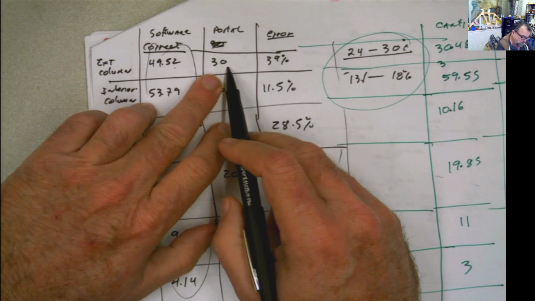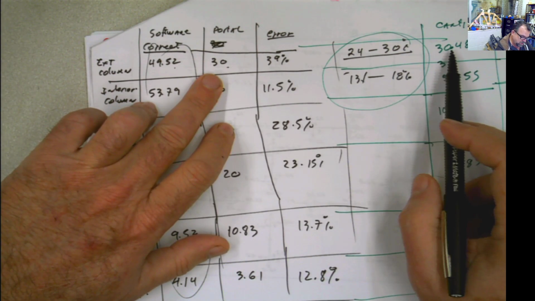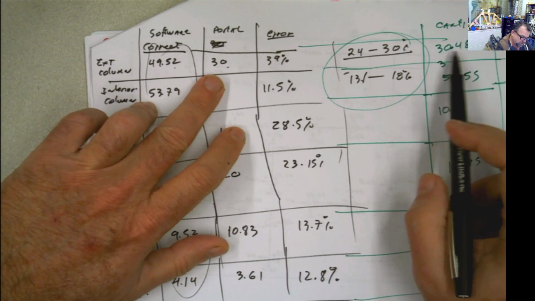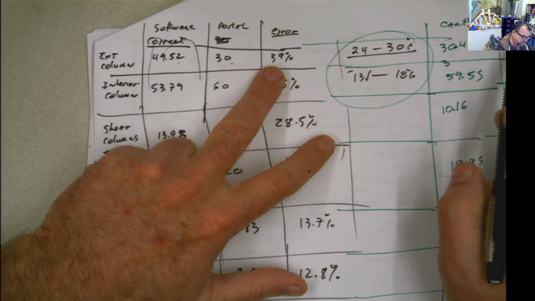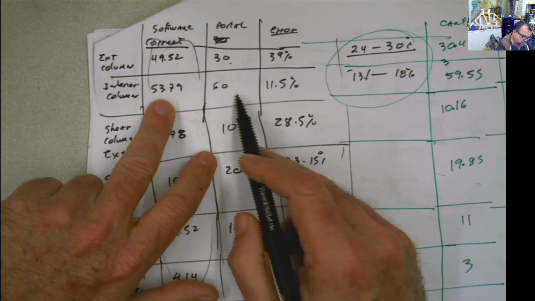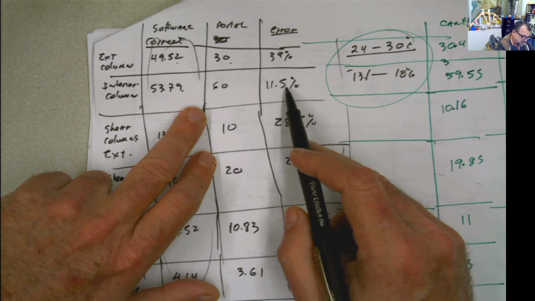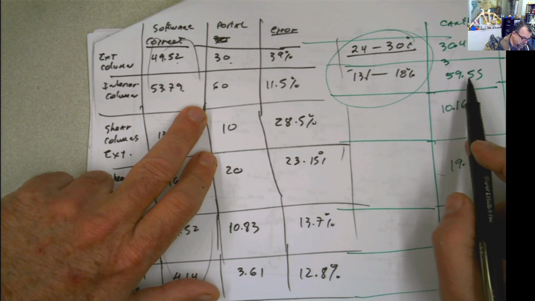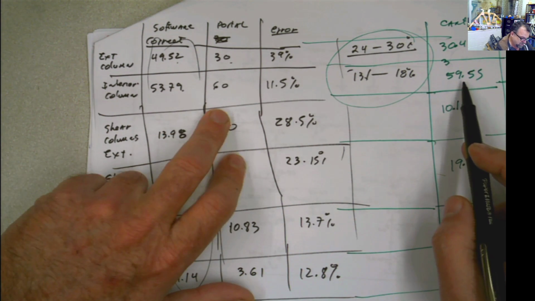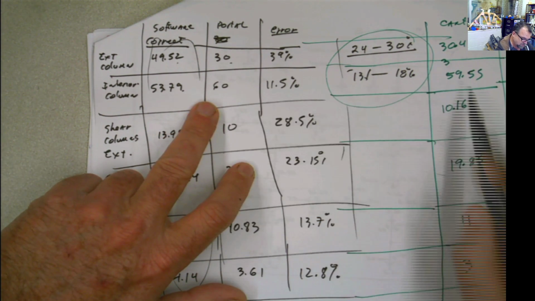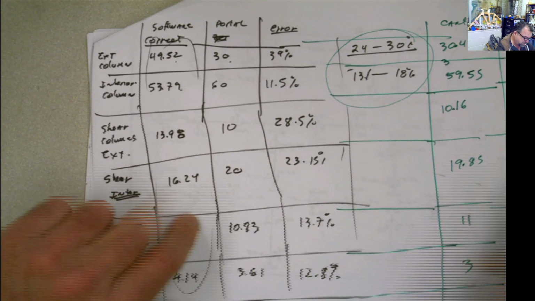The portal method was giving me 30. The cantilever method was giving me 30.48. It's about 39% of error. For the interior columns though, look at the values. Portal method, 11% error. This one here, 59.55 versus 60. Is almost to the dot over there.